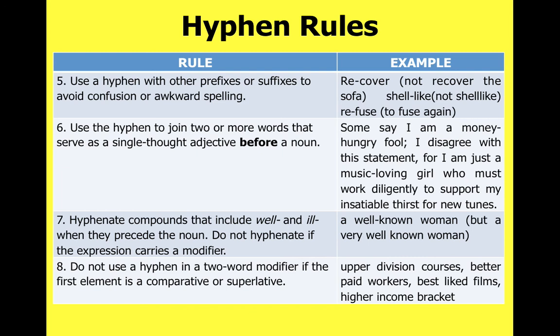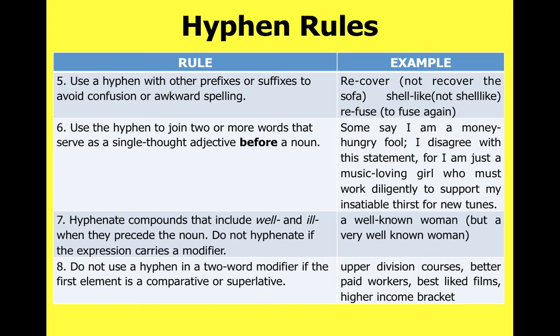So if you use shell-like without a hyphen, it would have 3 L's in a row, which just looks weird. And same thing with re-fuse. So to fuse again, you would use that hyphen, whereas if you actually just said refuse, you would be turning something down.